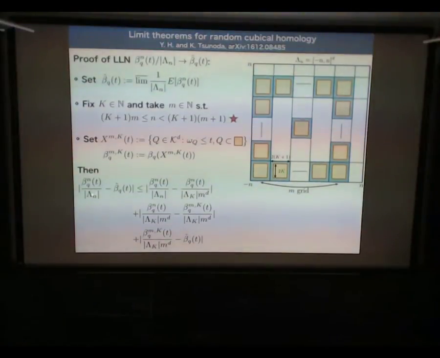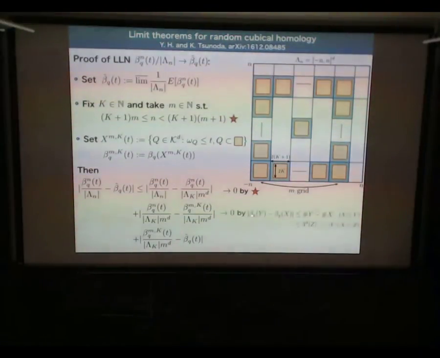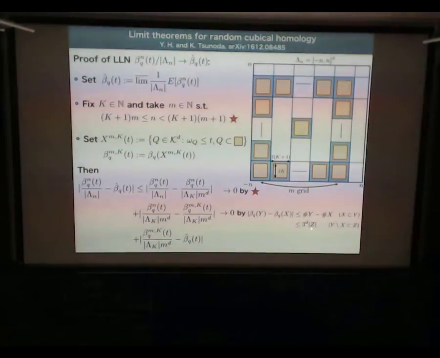And then using the triangle inequality, we divide it into three parts. In the first part, the numerator is the same and the denominator is different. But from this inequality, by taking n going to infinity, this goes to zero. This is just a simple calculation from this. In the second part, the denominator is the same but the numerator is different. Again, using this property, given x and y with x included in y, the difference of the Betti numbers can be upper bounded by the difference of the number of cubes. And also we have this upper bound using some Lebesgue measure.